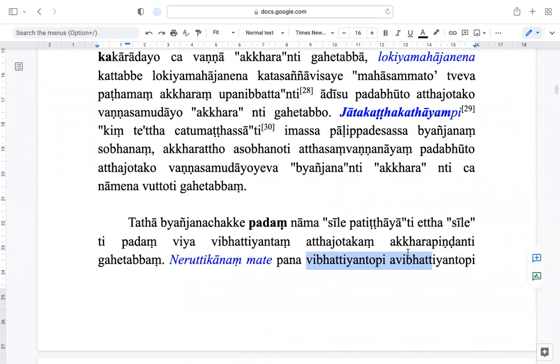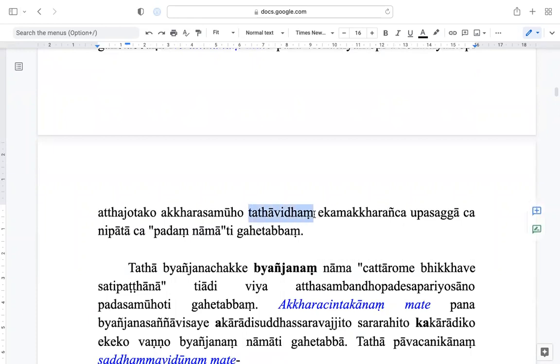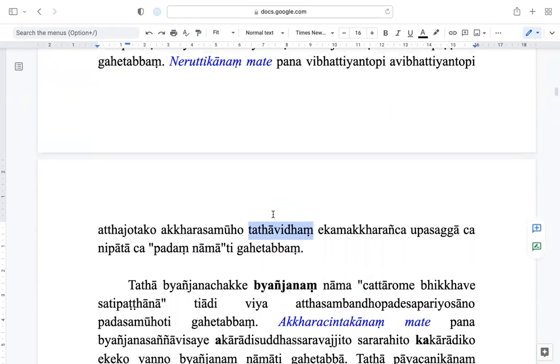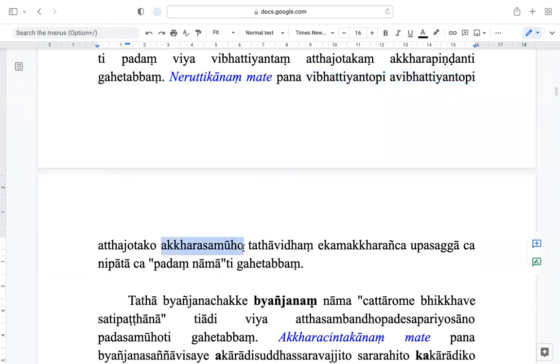Tathavidan, in the Neruttikanang mate pana. So in the opinion of the Neruttika, Tathavidan means folded in this way, in that way. Here Nerodika Namate, Nerodika means, exactly, we can say philologists. So in their idea, we bet the end of B. So even though, Akra Samuha, the combination of the alphabets, can show the meaning. So here the beginning or end of the alphabet is not important. Only there may be Akra Samuha and Atta Jodaka. So in this way, Tathavidan, literally we can translate it as divided in this way.